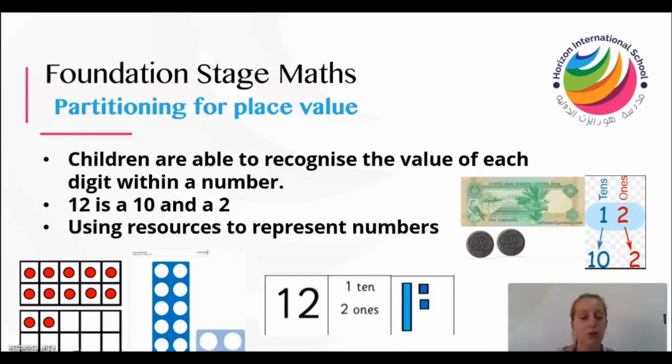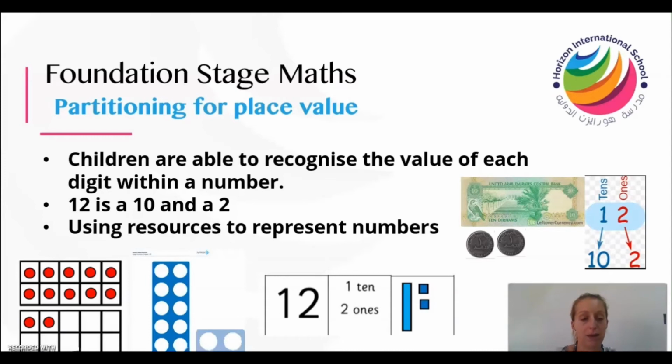Here you can see the progression of teaching partitioning for place value. We start on the left using the tens frames. The children can see when putting the objects in the frame that once the 10 frame is full, they will need to go on to an additional frame for the extra ones. Following this, they can use the Numicon. Children will recognise the 10 piece and then can make the whole number using the additional 2.